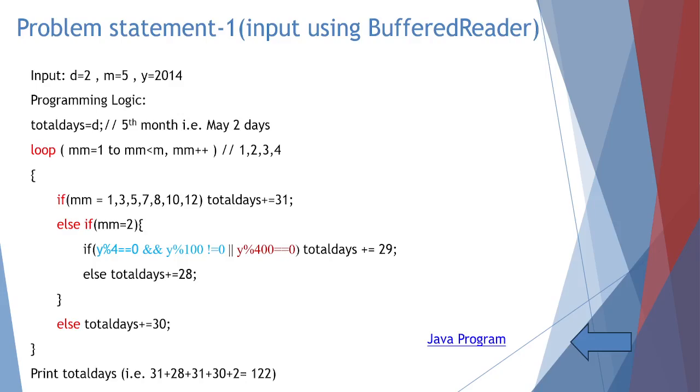For example, if D is 2, M is 5, Y is 2014, then the first month January has 31 days, second month 28 days because 2014 is not a leap year. Then the third month, March, has 31 days, and then 30 in April, May 2 days only. So total 122 days. So let's see a program. Let's write the same program in the Java environment.